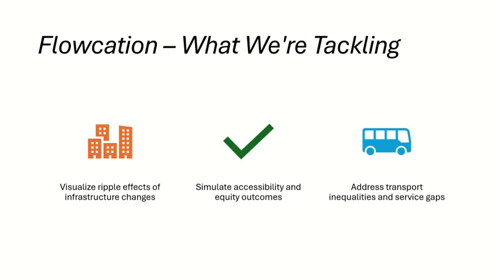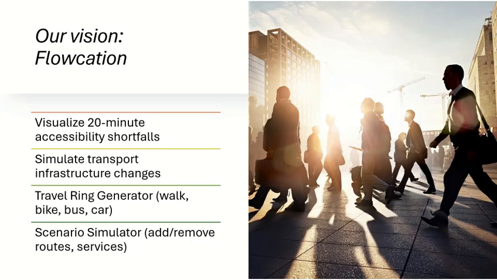Flowcation is a visual tool that simulates the impact of changes to transport infrastructure to support urban planners in making data-informed decisions. Flowcation helps emphasize multimodal transport and public service coverage gaps, highlight the need for data-driven decision support in urban planning, expose transportation service inequities, and provide a visible way for authorities to analyze and tackle the challenge through simulation. Our goal is to visualize the gaps within a 20-minute accessibility and simulate how changes in transport infrastructure affect how far you can reach.